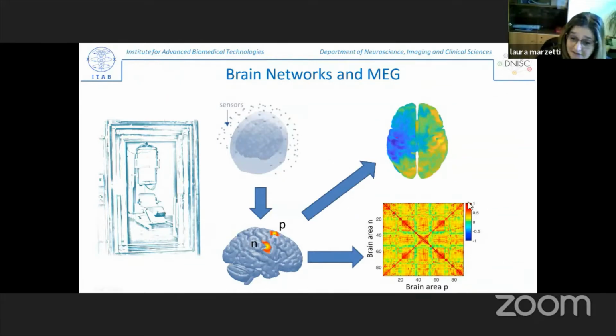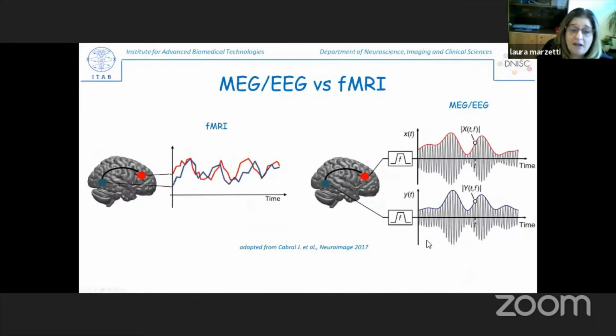We can then derive connectomes, which basically represent interaction between all possible regions in which we parcel our brain, according to some of the metrics that we have seen before. The first difference that we have with respect to the idea of brain networks in fMRI is the temporal resolution of the signal, which is in the order of seconds for fMRI and in the order of milliseconds for MEG and EEG.